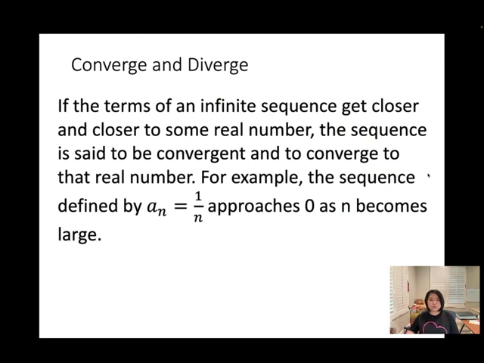Converge and diverge. If the terms of an infinite sequence get closer and closer to some real number, the sequence is said to be convergent and to converge to that real number. For example, the sequence an equals 1 over n approaches 0 as n becomes larger. So you could plug it in: when n equals 1, you get 1. N equals 2, that will be 1 half. N equals 3, that will be 1/3. So you're going to see the number approaching 0.